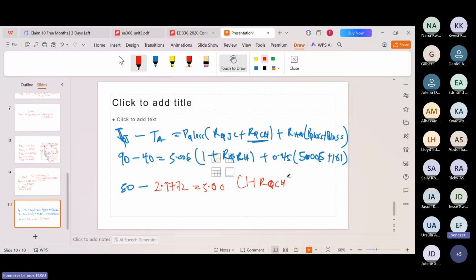So we get 1.1 plus RQCH to be equal to 50 minus 2.7977 divided by 5.006. Okay, let me make it the subject straight away from here. So you just get this minus 1, and that gives you the value. So you can punch that for me.